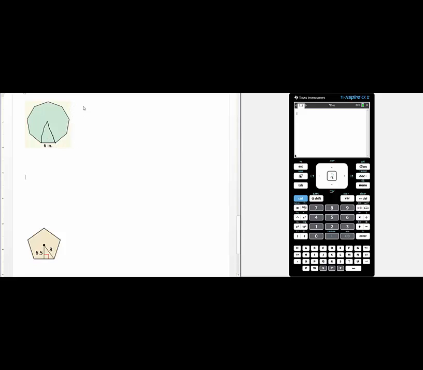Let's see, what do I know? I know the side length is 6 inches. I know the number of sides, because I can count: 1, 2, 3, 4, 5, 6, 7, 8, 9 of them.